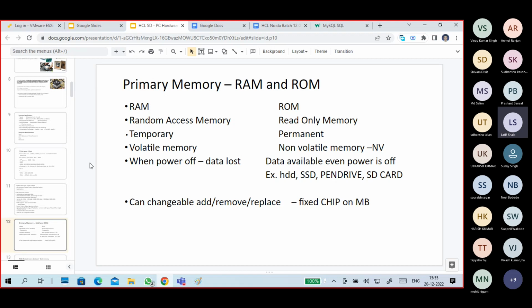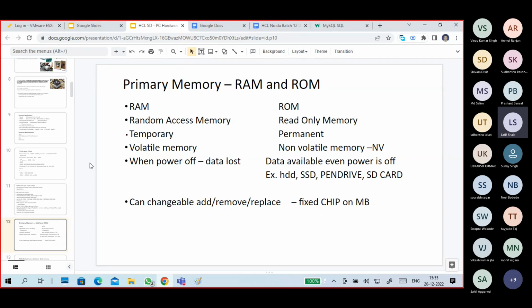What is the meaning of volatile memory? When your system is off or power is gone, when you disconnect from the power, data is lost in volatile memory. Even if your power is off or you disconnect from the power, data still remains in the device or chip. That is non-volatile memory. Data will be there even when power is off.